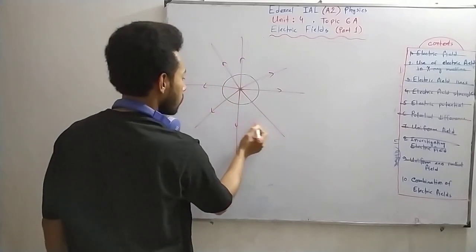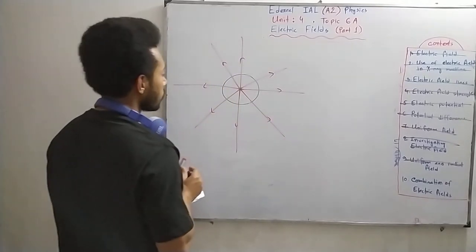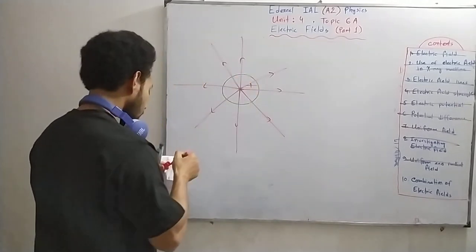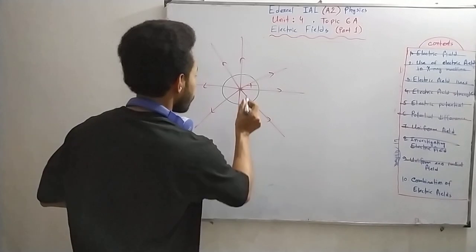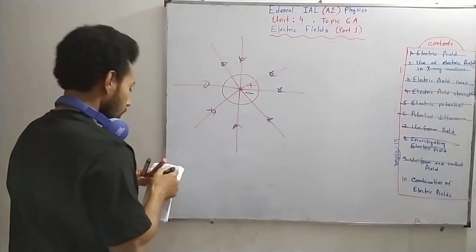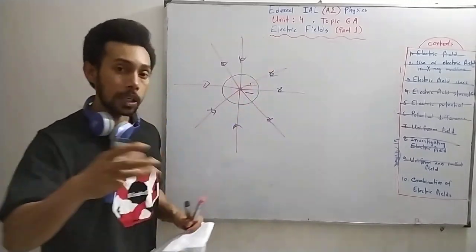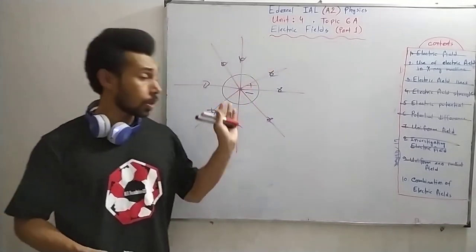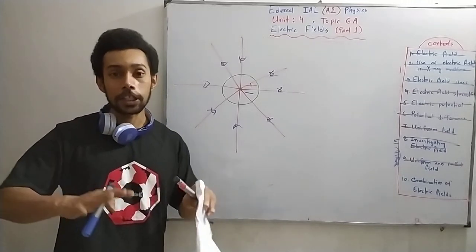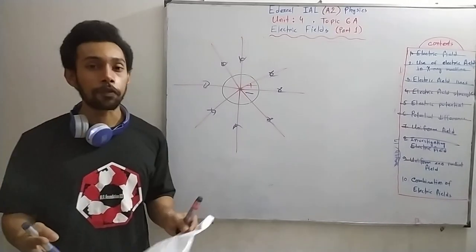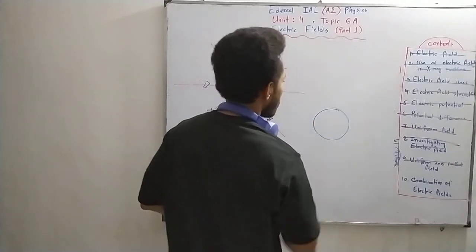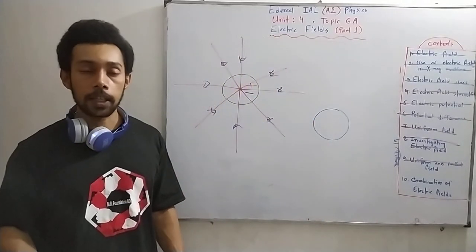If it is negative, then the direction will be inverse. Okay, so that is a solid sphere. What will happen if you have a hollow sphere, where the charges are distributed on the surface of the metal sphere? Suppose it's a hollow sphere.